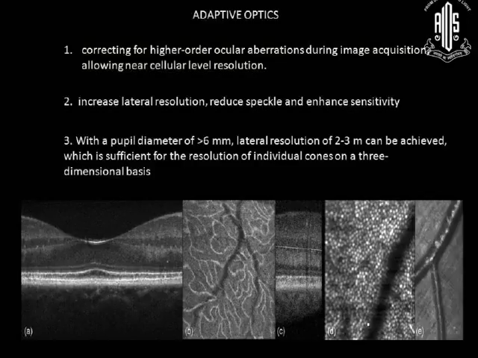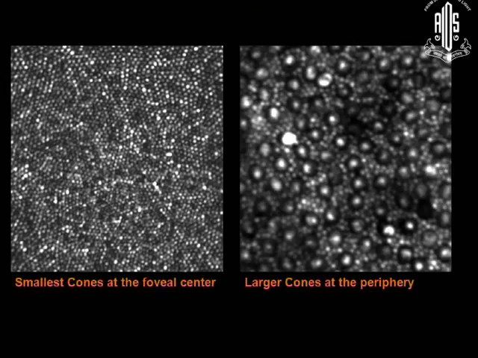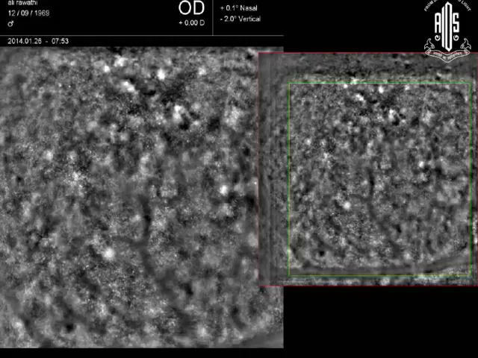You can see individual cells, you can measure their density, you can't measure the function, but you can measure their density anatomically. So this is how a normal mosaic would look like. These bright dots are the cones, which are larger towards the periphery, and you see increased density towards the center, because we all know the cones are densest in the foveal center.